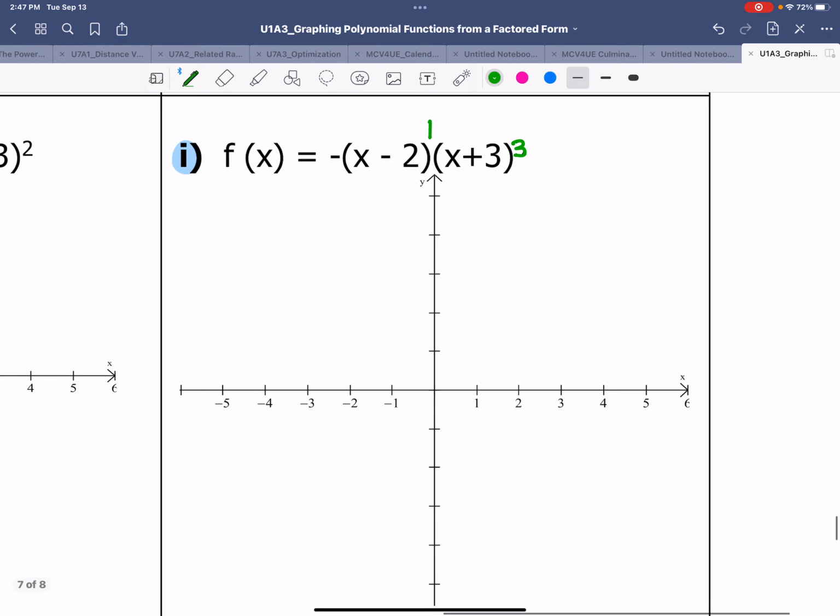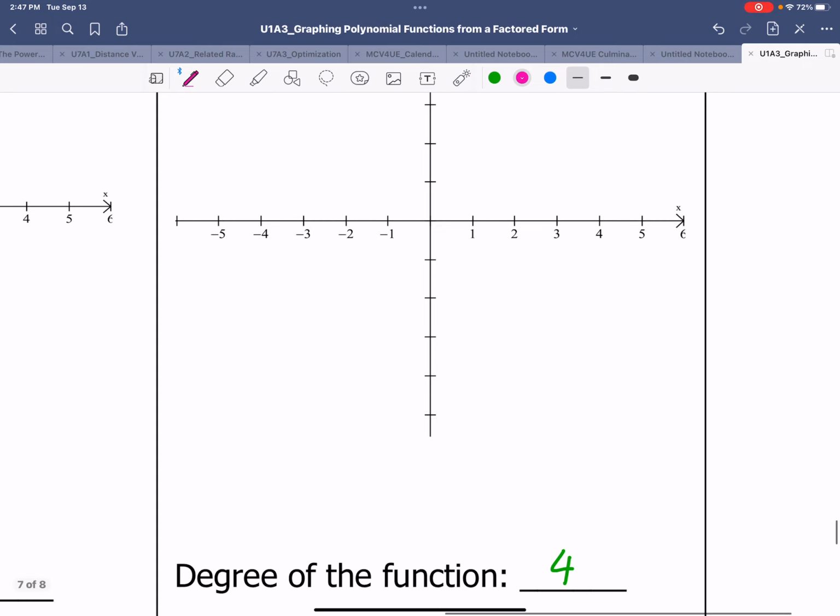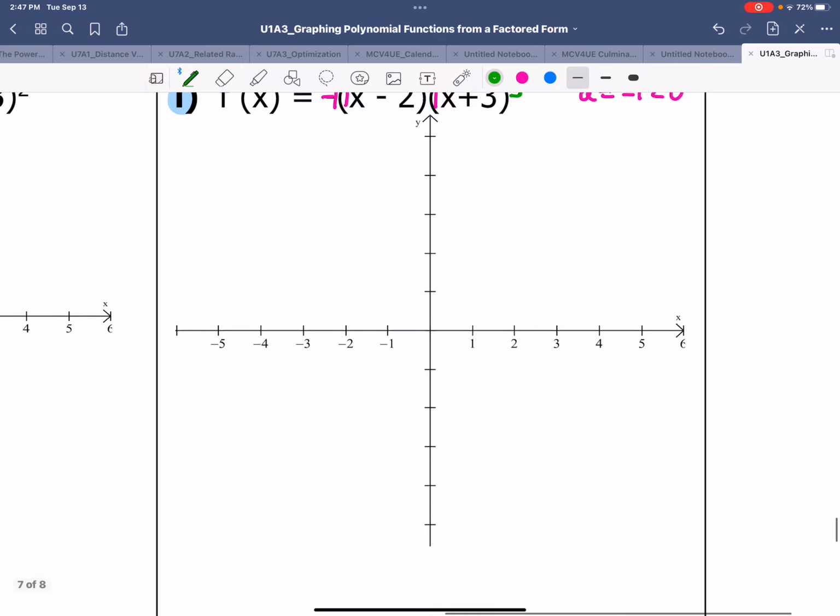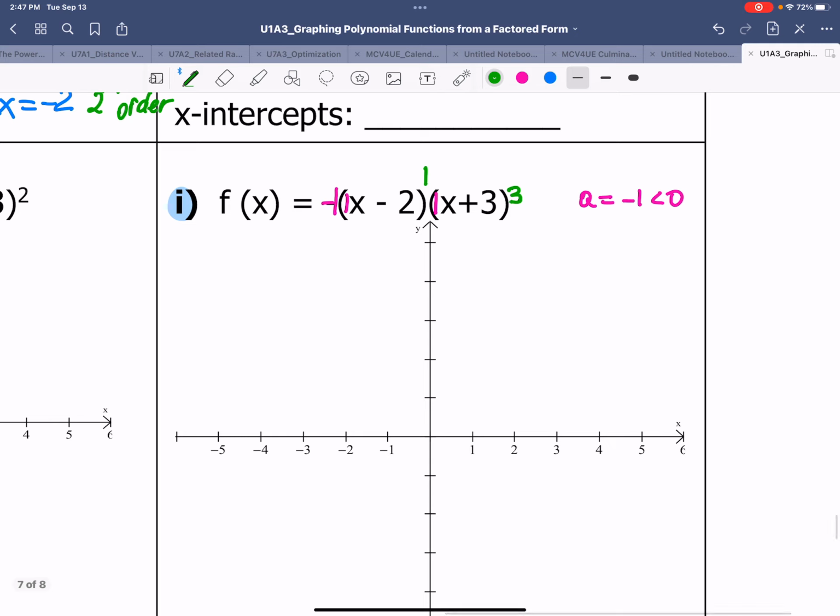So next, we're going to take a look at the leading coefficients. We have a negative 1 and a positive 1, 1 to the power 3. That makes a equal to negative 1. That's negative. So we have a 4th degree function, which means that we have an even degree function with a negative leading coefficient, which means that this will behave like a parabola, which is the simplest even degree function we know. Like a parabola that opens down.